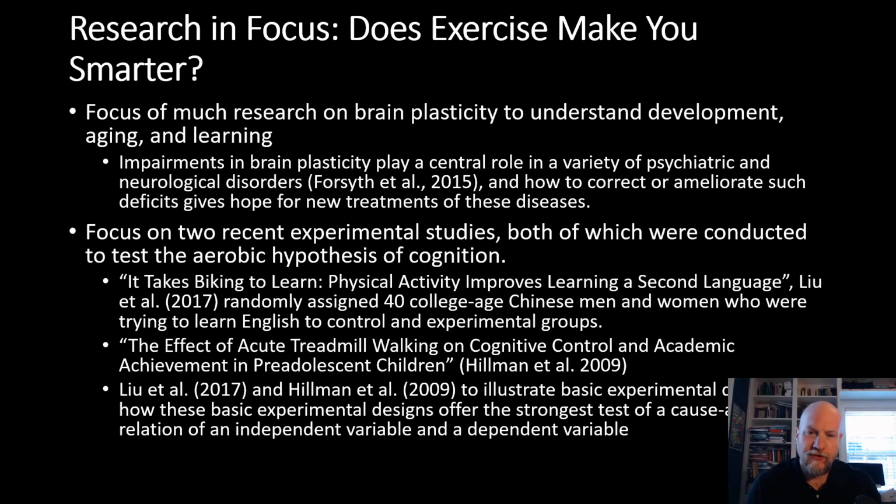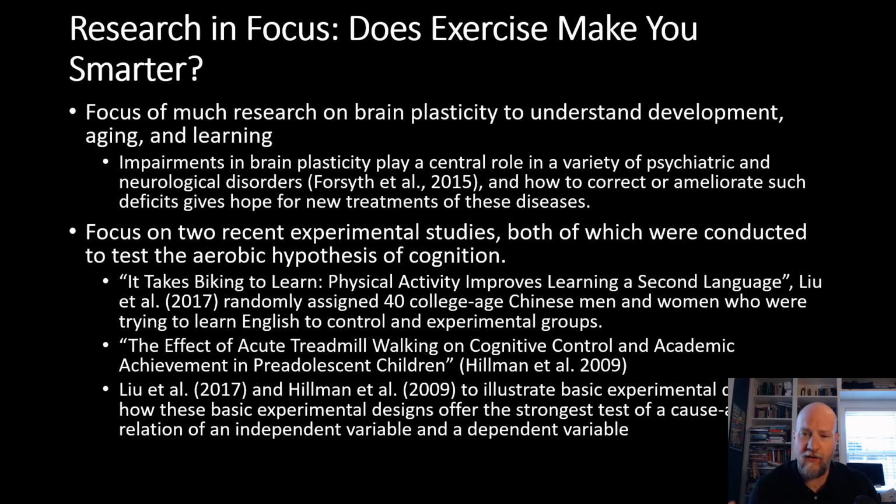So the research that is discussed in this chapter is about the idea of brain plasticity. So essentially, you have this question, does exercise make you smarter? And certainly there's been plenty of researchers that have examined the role between physical behavioral activation and the process of cognitive activation. So there's a lot of research on brain plasticity, the ability of the brain to develop and change and grow or be modified.